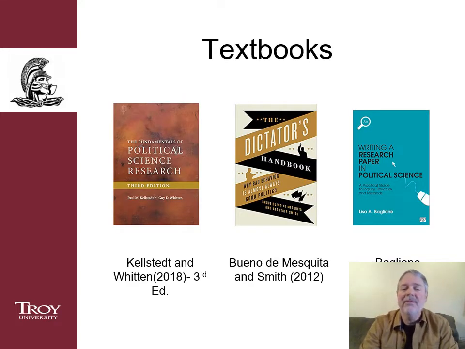The textbooks here: we have Kellstedt and Whitten, which is actually a methods textbook, and that is the new thing this term. This textbook is very useful, especially at the beginning, because it explains the use of theory and how it fits, so it's very on point for this. As you get further into the textbook, it goes into more of the quantitative methods and statistical analysis, and I'm not going to really test you on it.